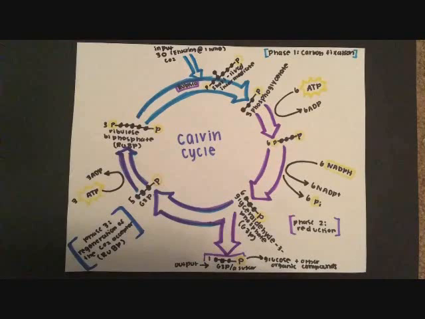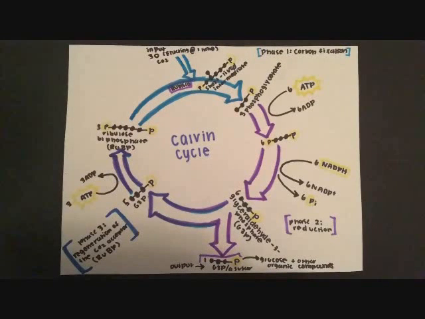This diagram details the Calvin cycle, where a 5-carbon sugar, RuBP, is attached to a molecule of CO2 and catalyzed by the enzyme Rubisco. The product of this is 2 molecules of 3-phosphoglycerate. This step in the cycle is known as carbon fixation.